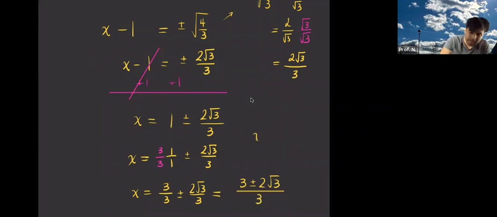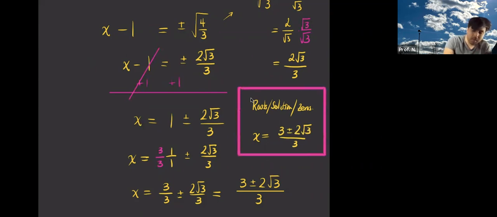So just to write it again, my solution here, my roots, the solution, the zeros. I'll just write it together. So x equal to 3 plus or minus 2 rad 3 over 3. Any questions, guys? Any comments? Concerns?